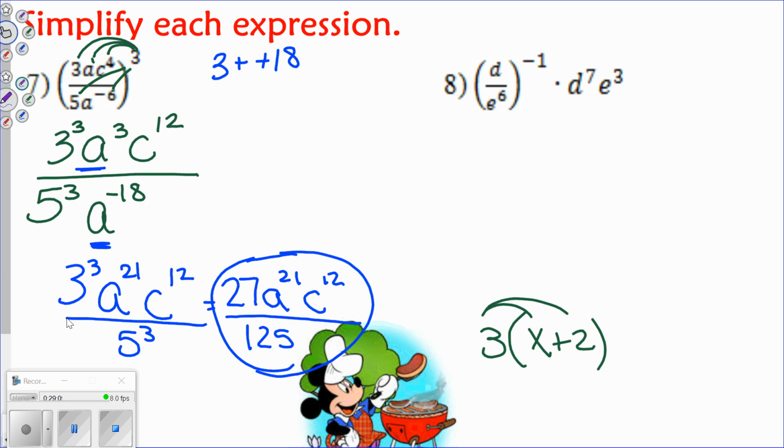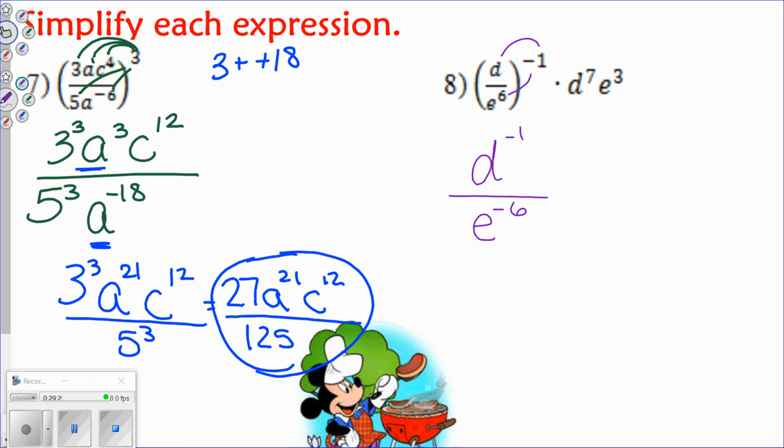Number 8. What do you want to do first? Distribute. You guys getting the hang of this? We distribute. So what do we get? D to the negative 1. E to the negative 6. All right. Where is this stuff located? Do I have to keep it way over here to the right? Is it on the top or bottom? It's on the top. Could I throw it on top right here?